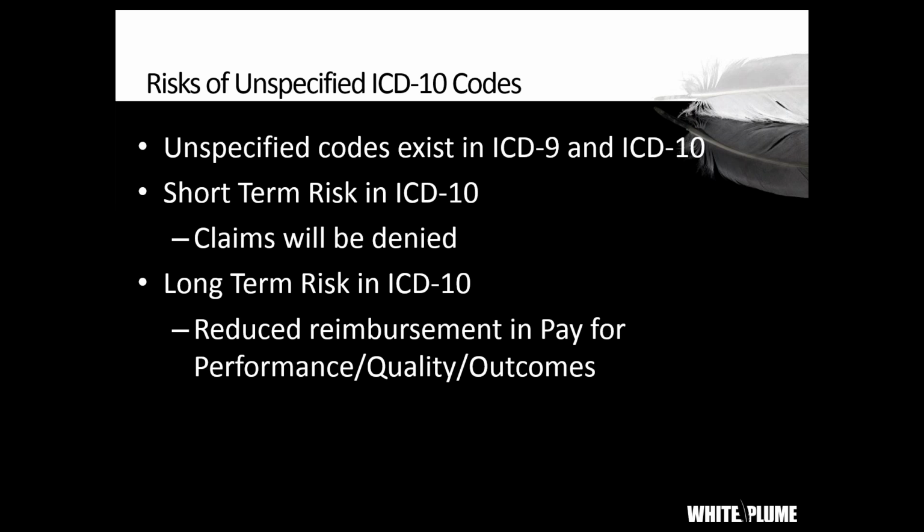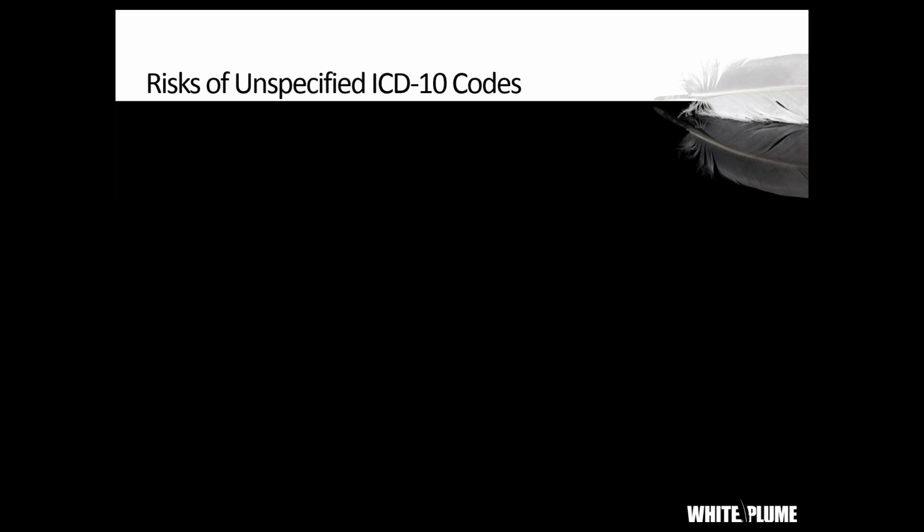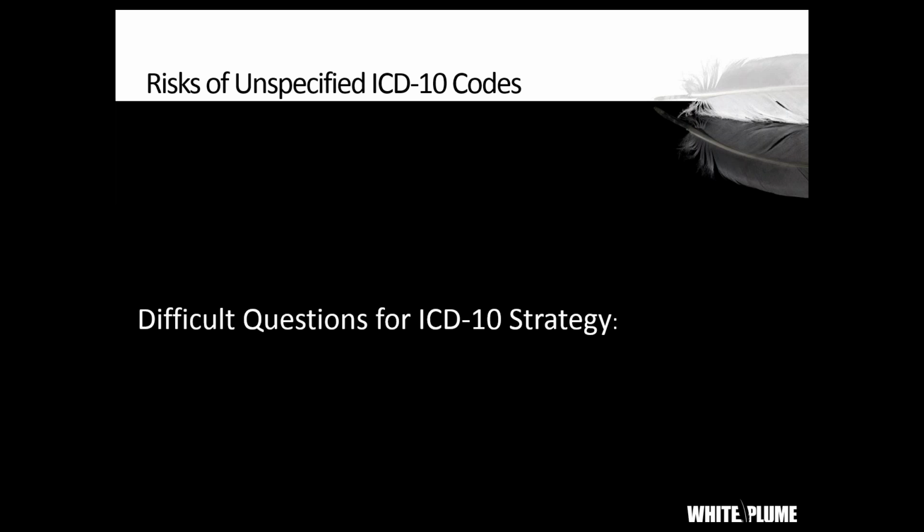Now, there will be different people who take different approaches to how they're going to handle this in their ICD-10 strategy. It brings up some difficult questions, and not everybody's going to answer them the same way. The first question is, am I going to be proactive about this? Am I going to try to prevent the use of unspecified codes from day one? Am I going to prevent some unspecified codes but not others? Or am I just going to use unspecified codes and wait and see what the payers do, and then make a change down the road?